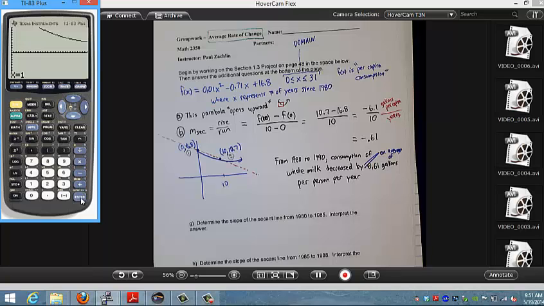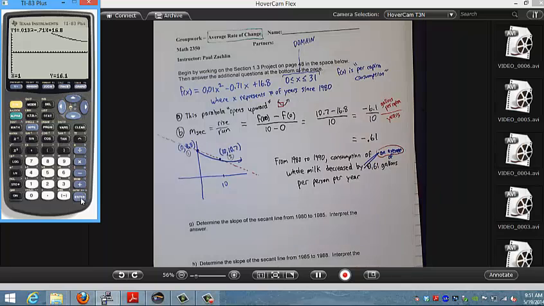It's going to be, thank you. Okay, we learned something today. 16.1. How much did it go down? 0.7. Is that 0.61? No, it went down more. But on the average over those 10 years, it went down 0.61 gallons. Does that make sense to people? Computing an average rate of change.